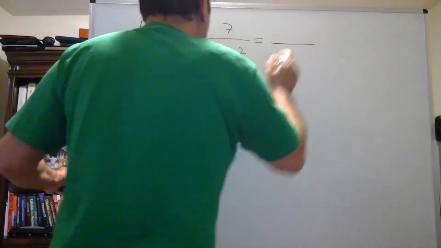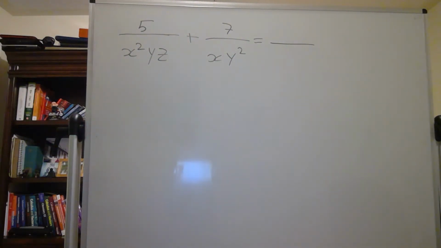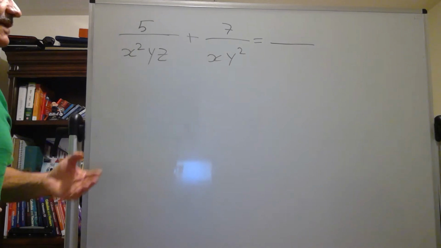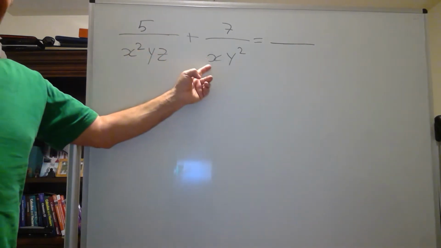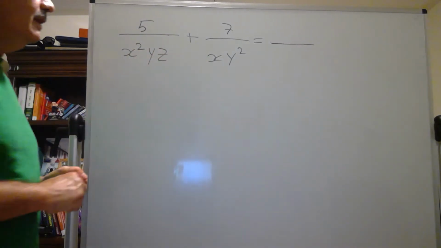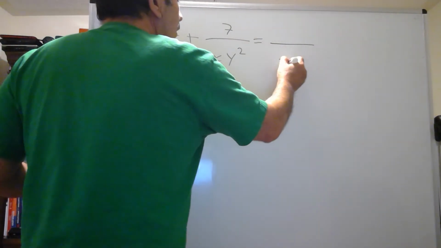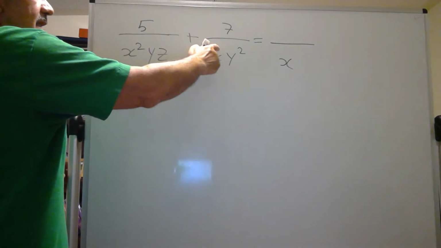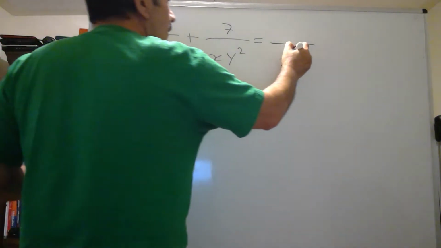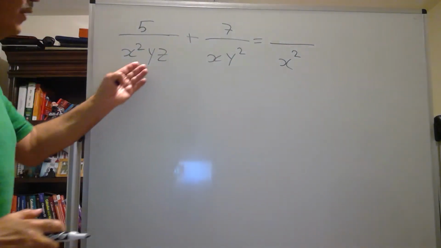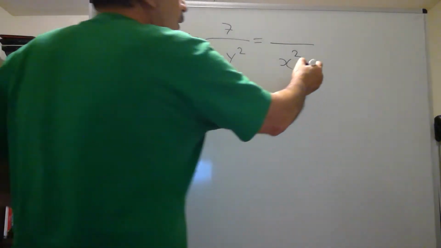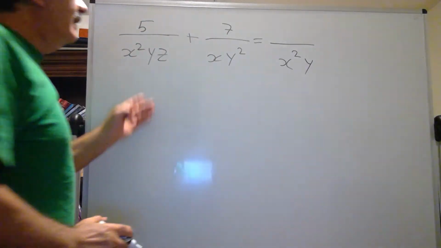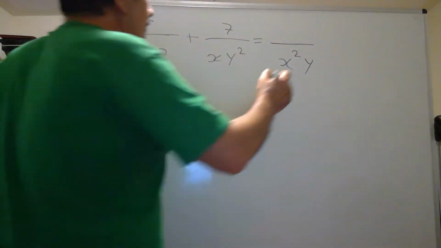The LCM is the common and uncommon factors with the greatest exponent. So we have x here, we have x here, so x is common, and the greatest exponent is 2. This one is 1, this one is 2, so it's going to be x squared. We have y here and y here, so y is a common factor, and the greatest exponent between these two is again 2.